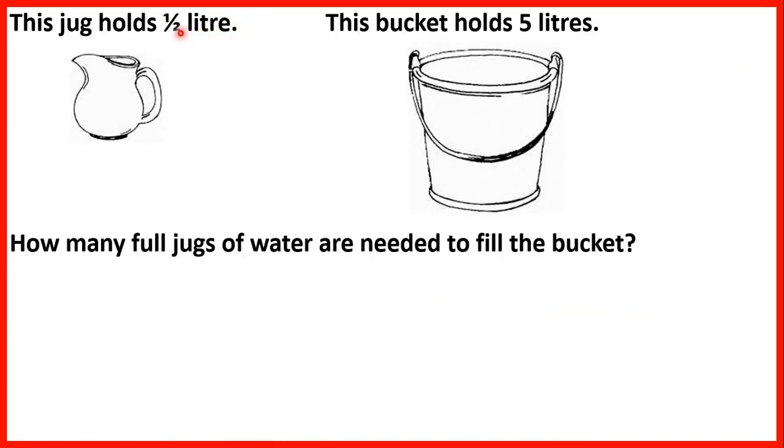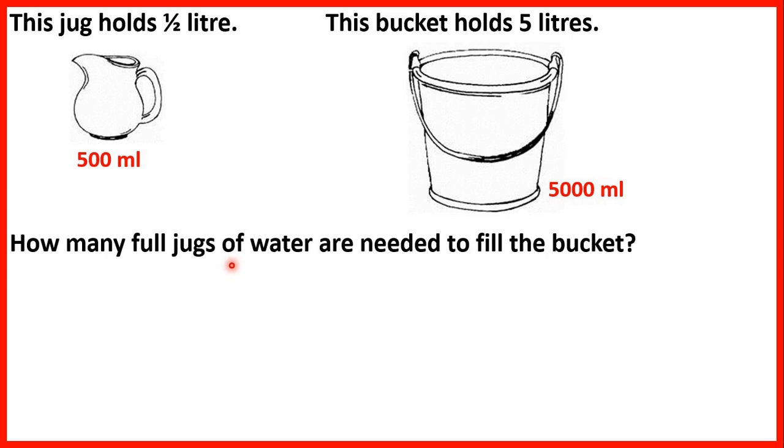This jug holds half a litre, this bucket holds 5 litres. How many full jugs of water are needed to fill the bucket? So for this question, we need to remember that a litre is 1000 millilitres. So that means half a litre is 500 millilitres, because half of 1000 is 500. And this bucket must be 5000 millilitres, because if 1 litre is 1000, then 5 litres will be 5000.